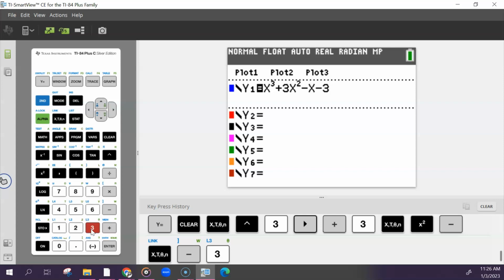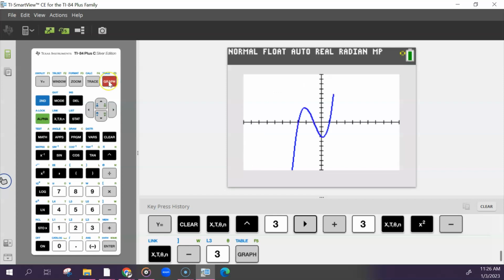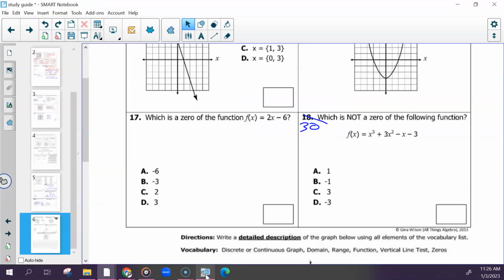And remember that 0 is just for x-intercepts, not y-intercepts. So there is an x-intercept at -2, at -1, and at 1. I'm sorry, I said 2, not 3. So -3, -1, and 1. So the one that is not a 0 is 3.